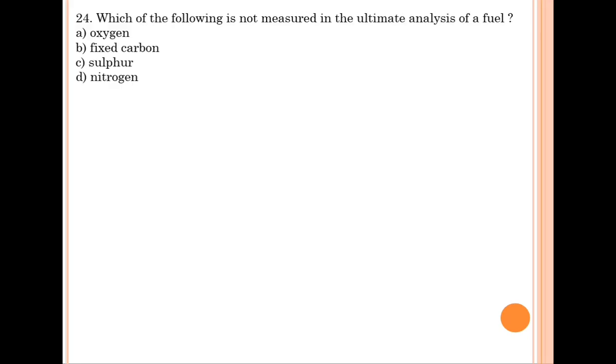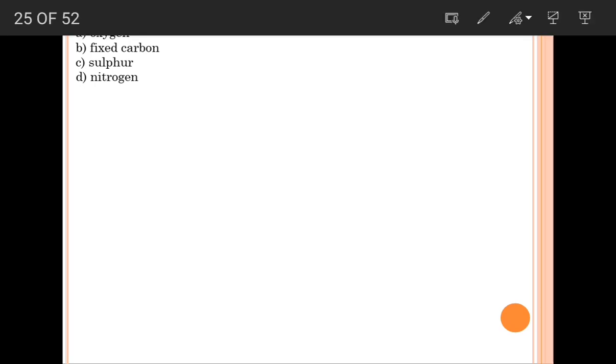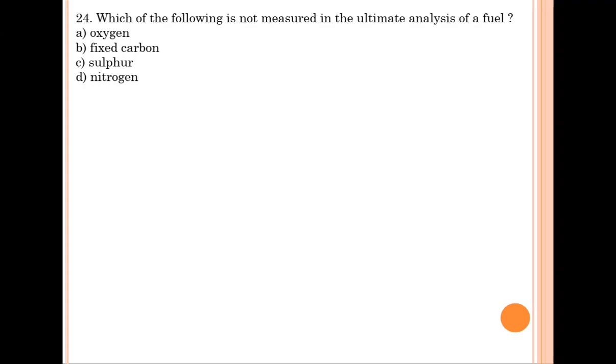Which of the following is not measured in an ultimate analysis of a fuel? Ultimate analysis is the elemental analysis. So oxygen, fixed carbon, sulfur, nitrogen. Here the answer should be B, because in elemental analysis we can calculate oxygen, sulfur and nitrogen, but fixed carbon can be calculated by proximate analysis.